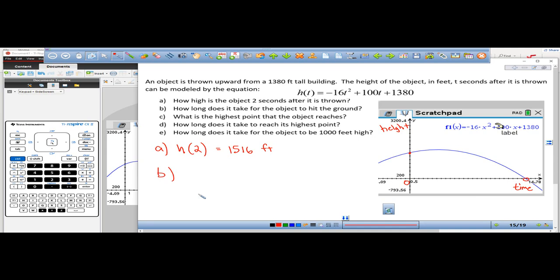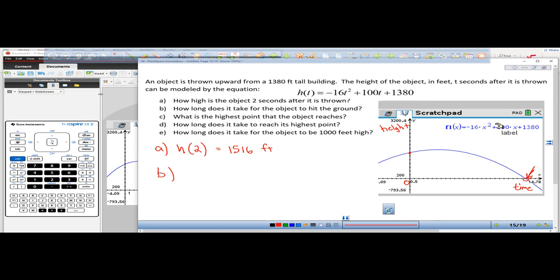Part B, how long does it take for the object to hit the ground? So you have to understand in this diagram, it hits the ground right here, right? Basically, remember the y-axis is the height. At this point here, the height is 0. So if the height is 0, this is where it hits the ground. So this is the x-intercept, right?